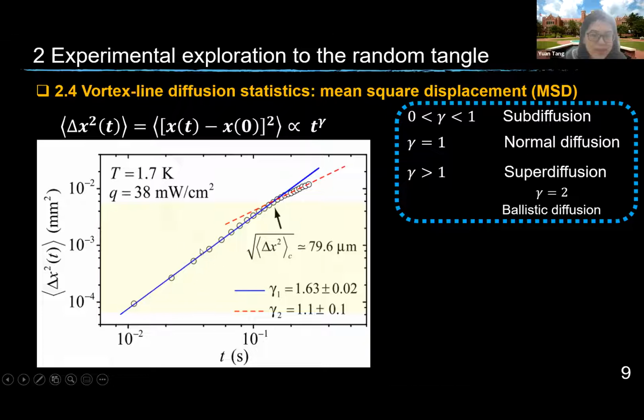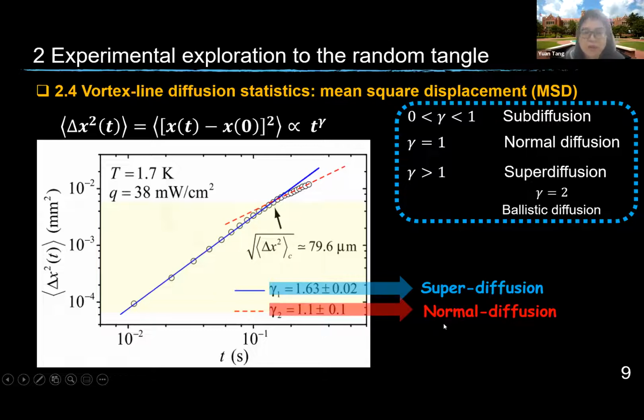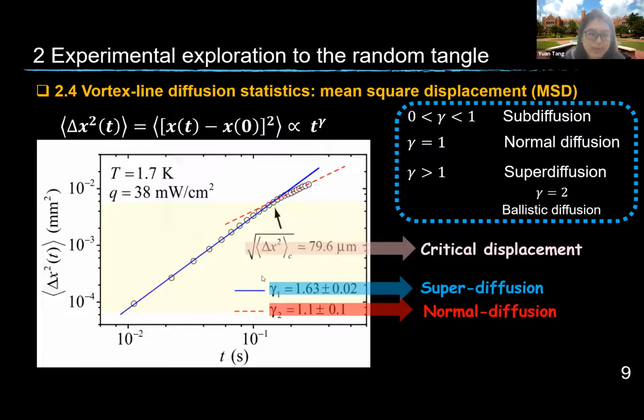We then fit the data in this region. A power-law index of 1.63 is obtained, as shown by the blue solid line, which indicates superdiffusion. We then fit the data at larger diffusion time. A power-law index of 1.1 is obtained, as shown by the red dashed line, which indicates nearly normal diffusion. Then the intersection of these two lines gives us a critical mean displacement separating those two power-law regions.